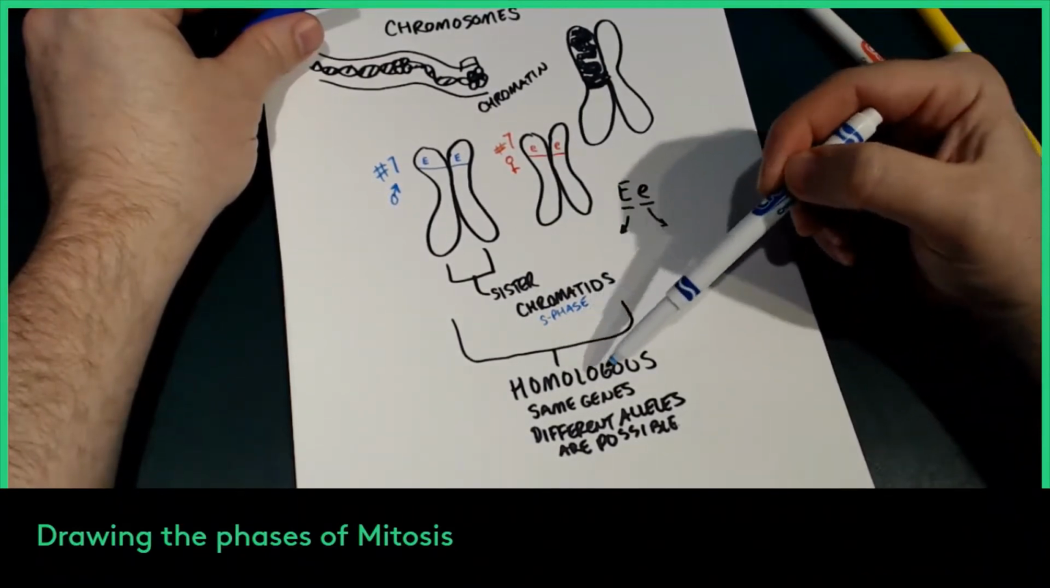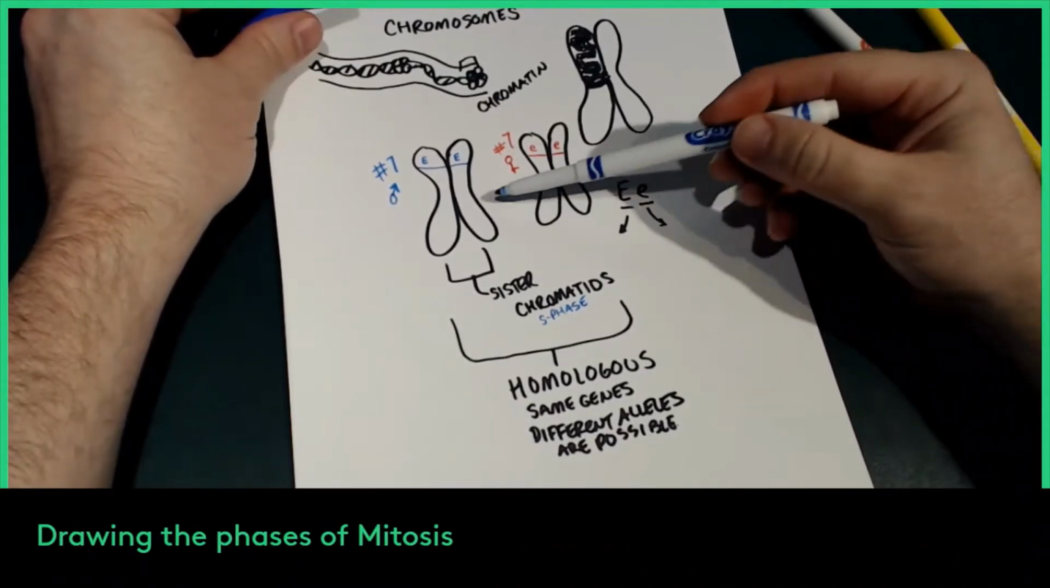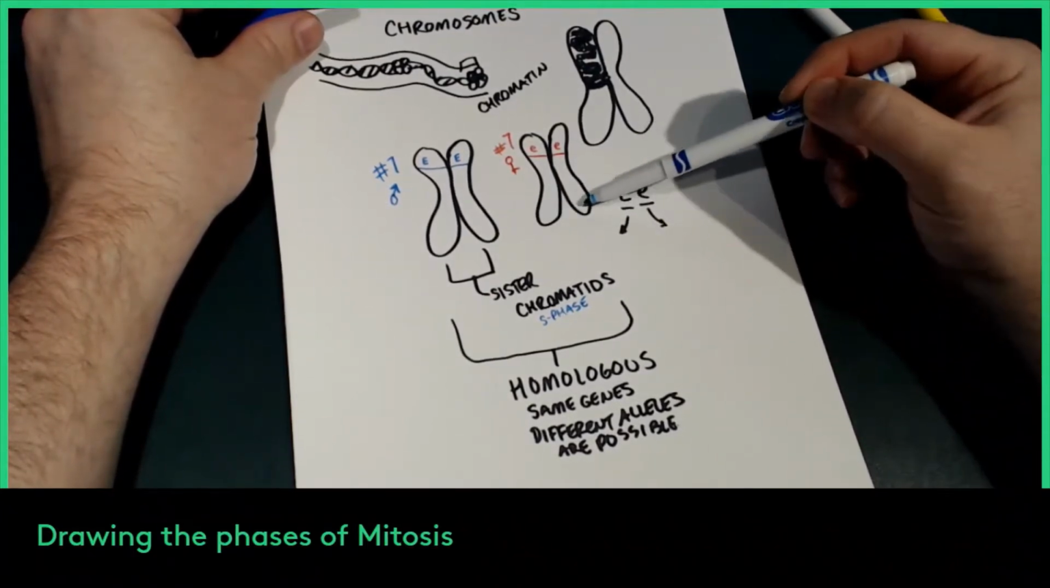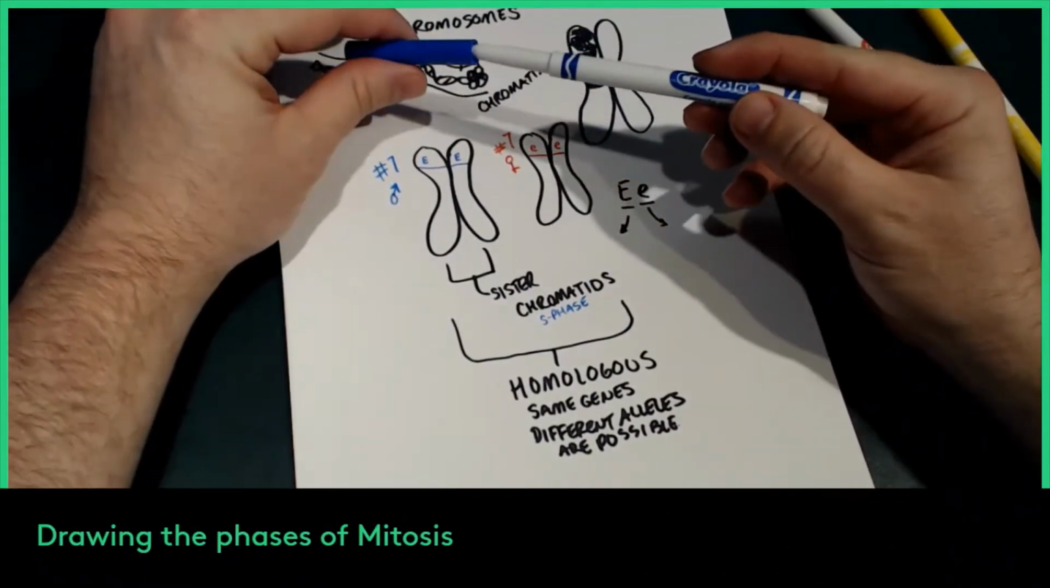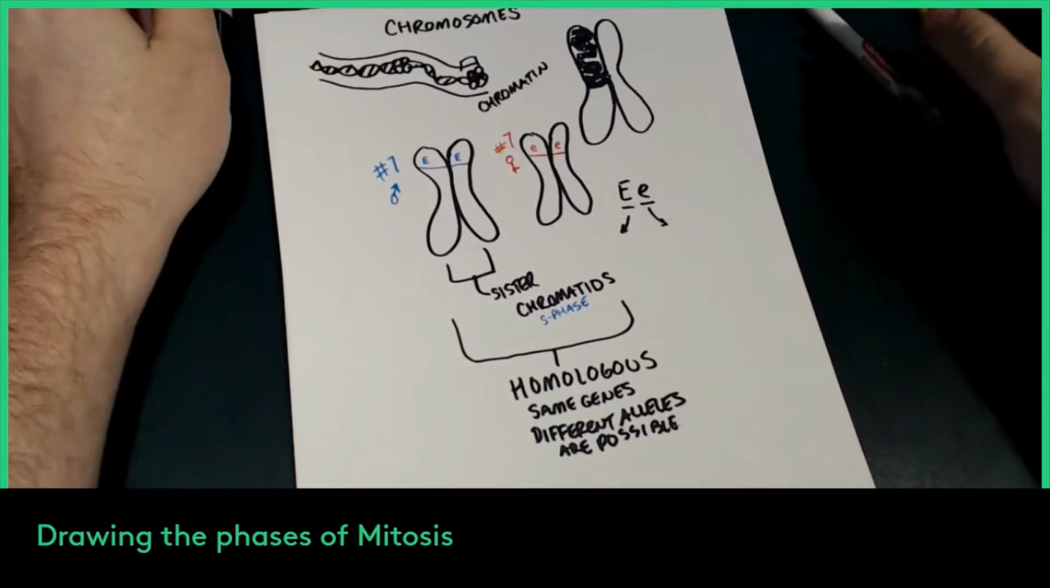So that's why these are homologous. They're not identical, these two chromosomes. The sister chromatids are, of course, identical on each one of them, but the homologous pair, they're different. Okay, and sometimes they might be the same.